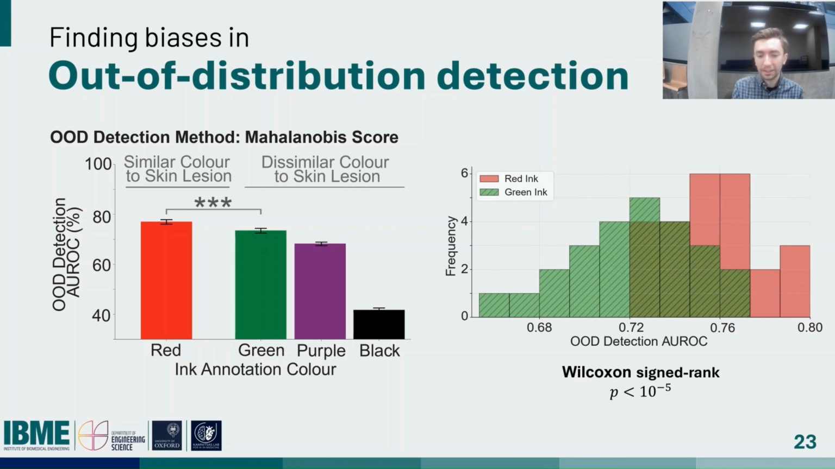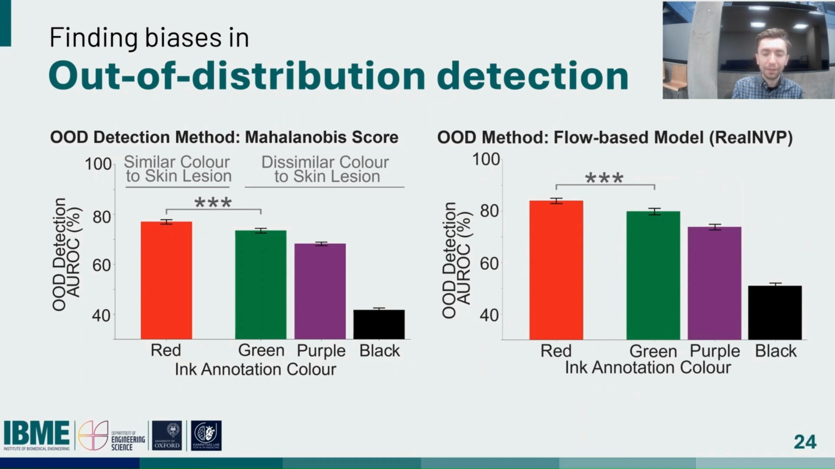What I'm showing here on the right is the histogram for each of our 25 seeds for the green ink and red ink. And what we then did is we applied a Wilcoxon signed rank test, and we found the p-value was actually less than 10 to the minus 5. And we find this trend for other methods too. So for RealNVP, which is a flow-based method, we found the same bias: red ink was much more detectable than green, purple, and black ink.